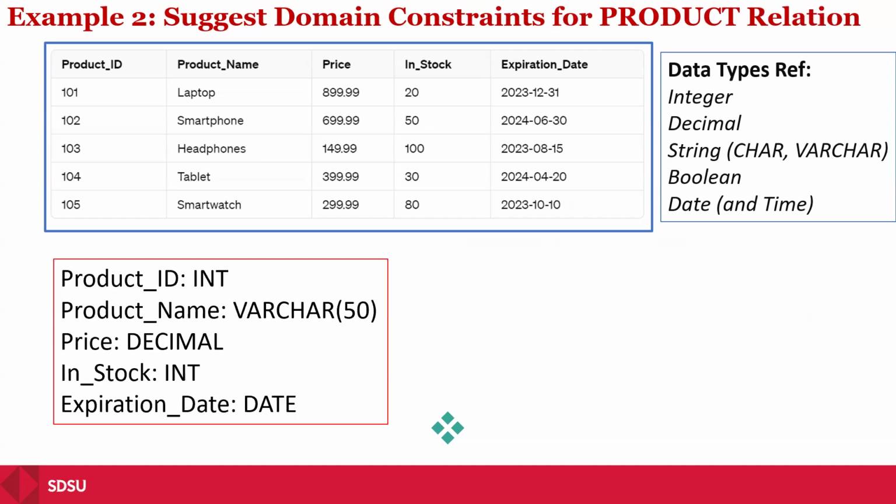All right, so here are my domain constraints for product. Hopefully you get something similar to that. I have integer for product ID, varchar 50 for product name, decimal for price, integer for stock, and expiration date as a date.